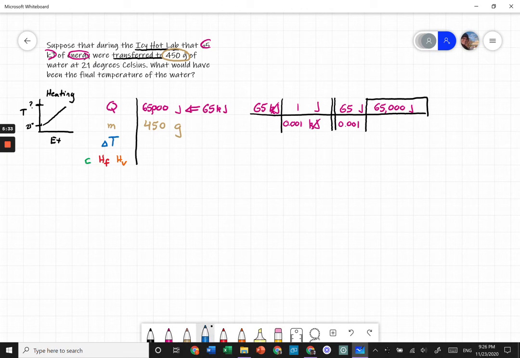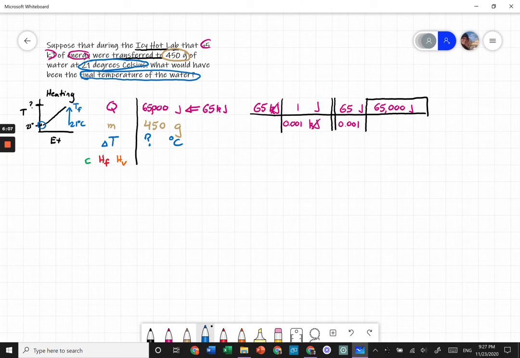Now, our change in temperature. Well, we know we're starting off at 21 degrees Celsius. So we're starting off down here, 21 degrees Celsius. And then we're going up to some final temperature. I'm doing a capital T for temperature and a lowercase f to say it's our final. That's actually what we're going to be looking for, the final temperature. But because we don't know the temperature we ended up at, I'm just going to say question mark. That's what we're looking for. And this unit should be degrees Celsius.